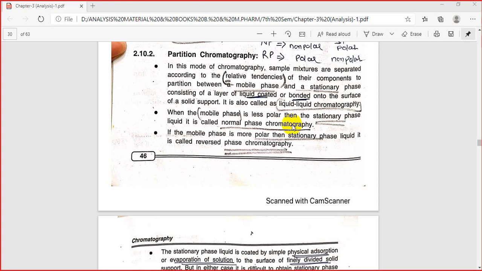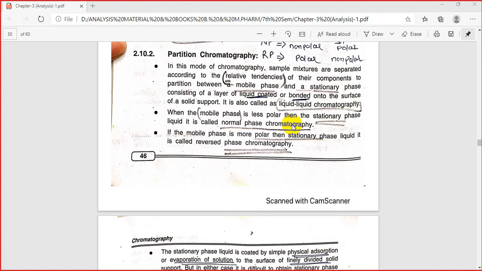Partition chromatography. Normally, partition takes place between two immiscible liquids. Here the partition chromatography is also called liquid chromatography. Here the stationary phase is coated with a liquid, or that liquid is bonded to the surface of a solid support, which acts as the stationary phase. The mobile phase is also liquid in nature, so it is liquid chromatography.